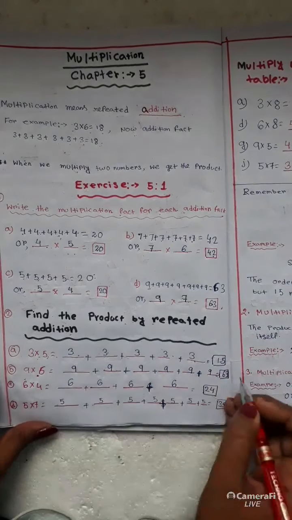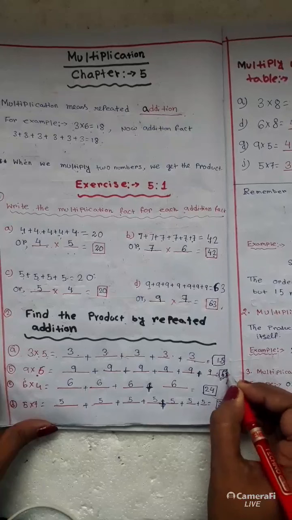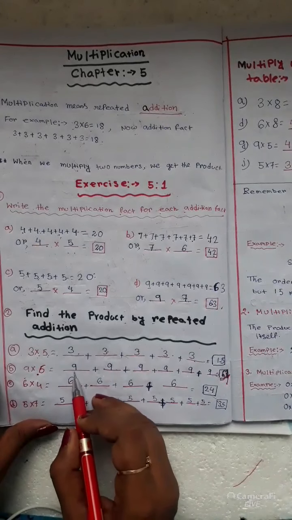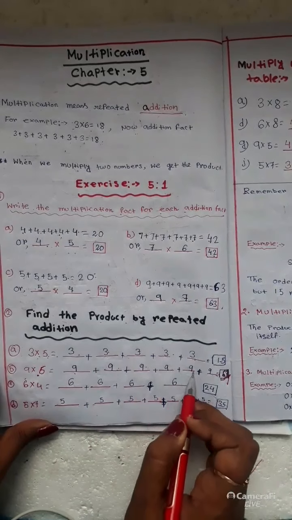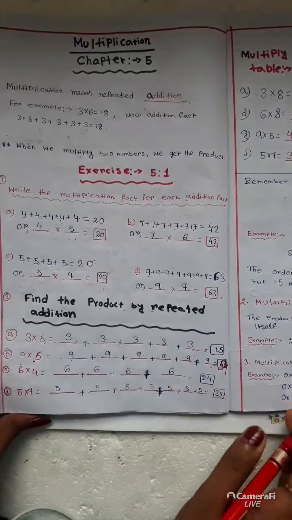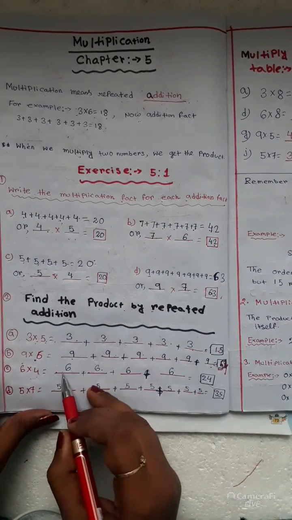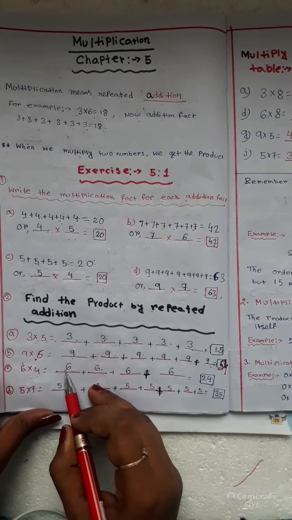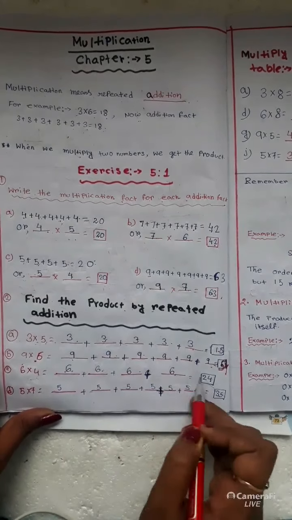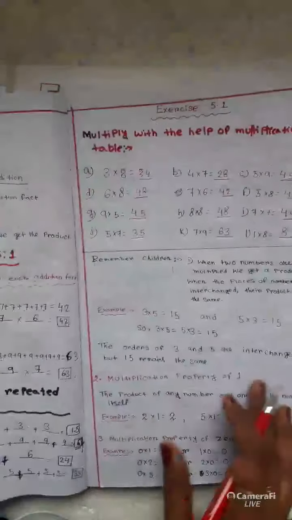Yes. Sorry, I am not able to understand. Yes, it is 54. 9 5s are 54. So 1, 2, 3, 4, 5, 6. 9 into 6 is 54. Next, 6 into 4. 6 into 4 means 4 times 6. 1, 2, 3, 4. 6 into 4 is 24. In the same way, 5 into 7 is 35.